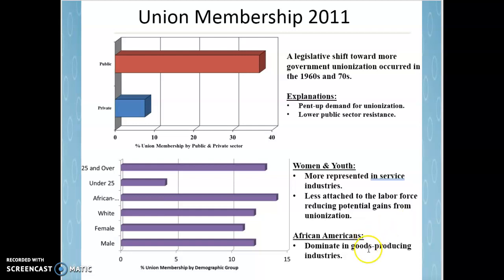And then African Americans are much more likely to be unionized. One of the highest union groups of all here at 14 or so percent. And the theory with African Americans is that they're more likely to work in the goods producing industries. Think of manufacturing, like the automobile industry, very heavily African American, and that's one of the most unionized industries in the country. Okay, so you get a little bit of demographic sense there.